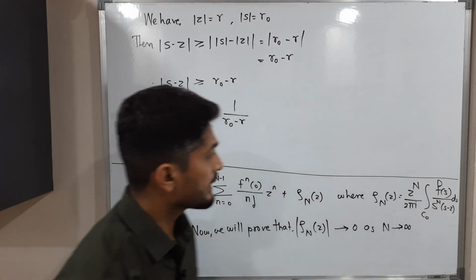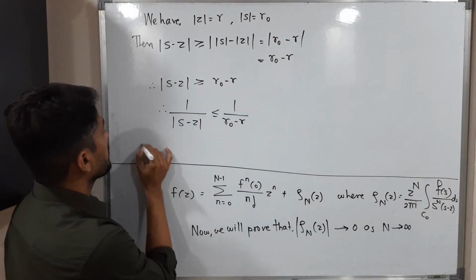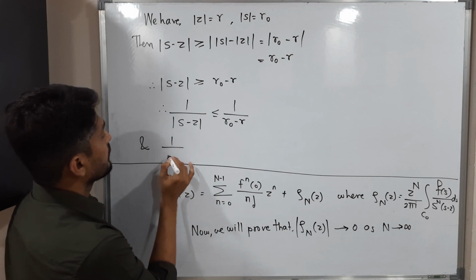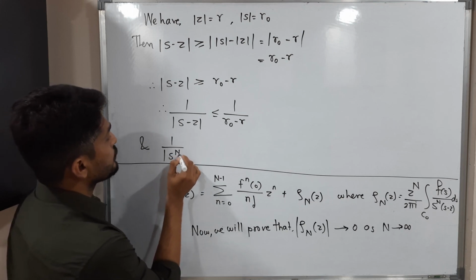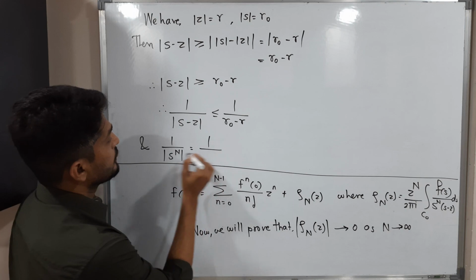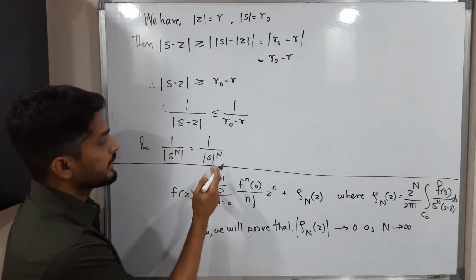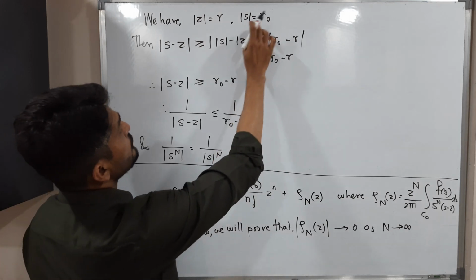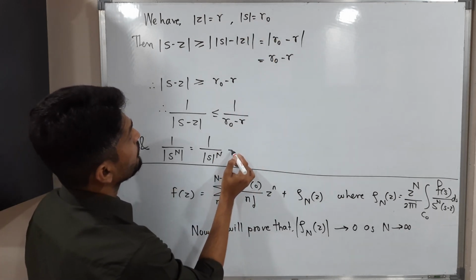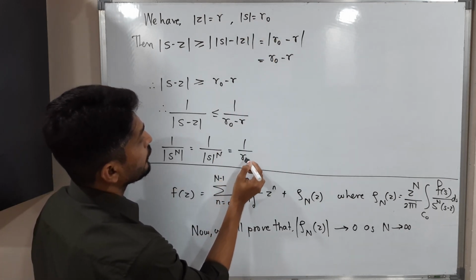Now let us consider s raised to n and 1 upon mod s raised to n. If you have a multiplication, you can take the mod separately, so mod s raised to n. Mod s is what? r naught. So this is equal to 1 upon r naught raised to n.